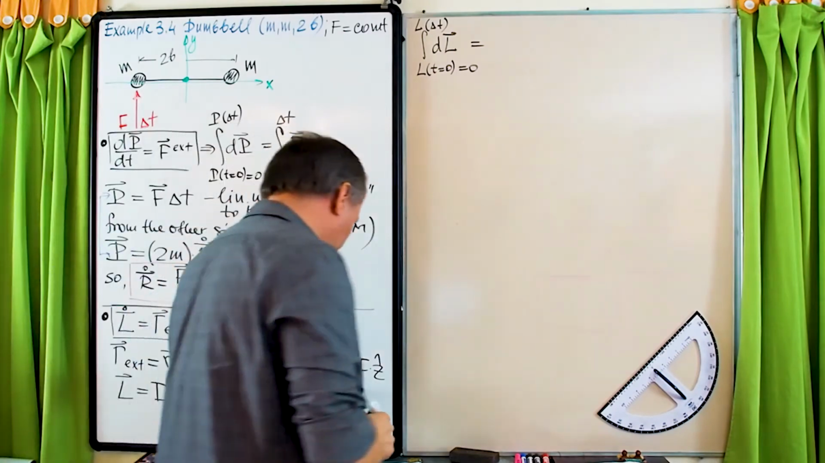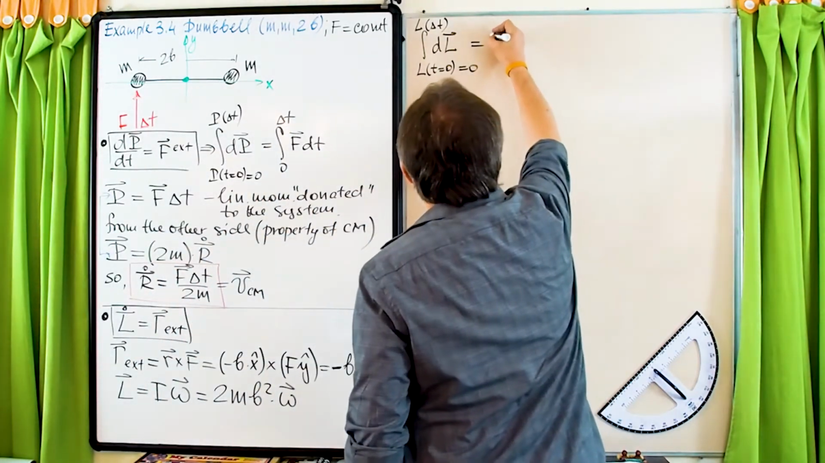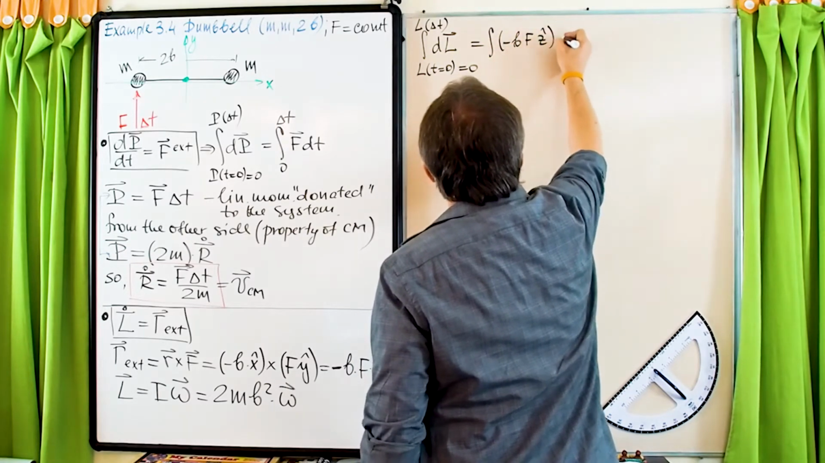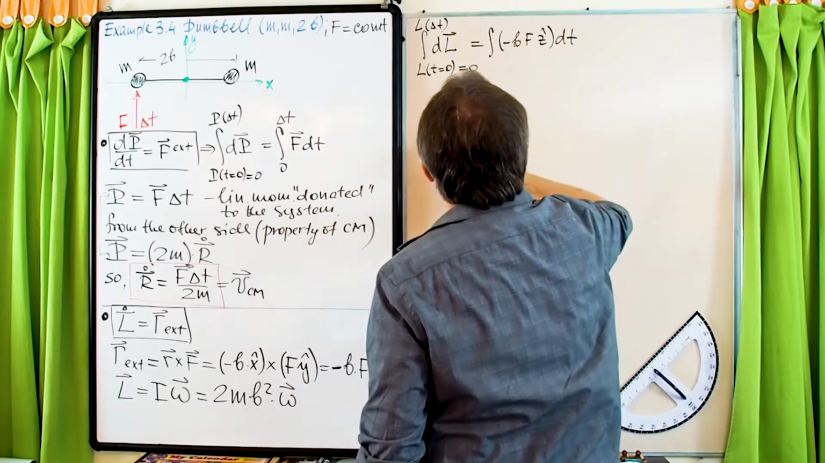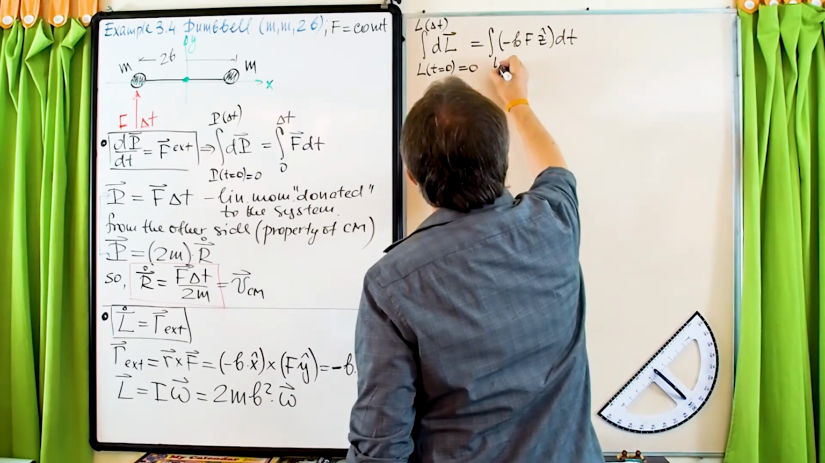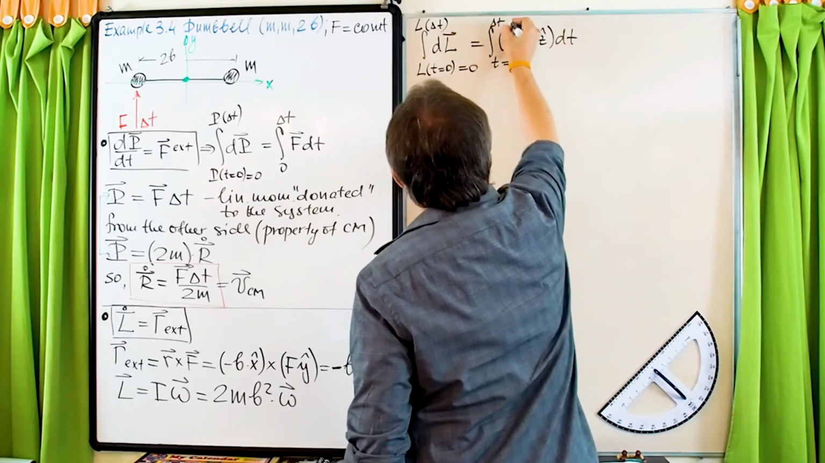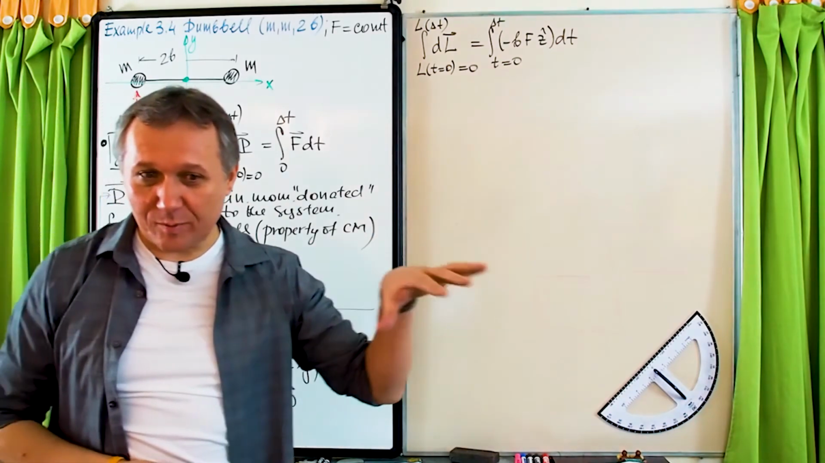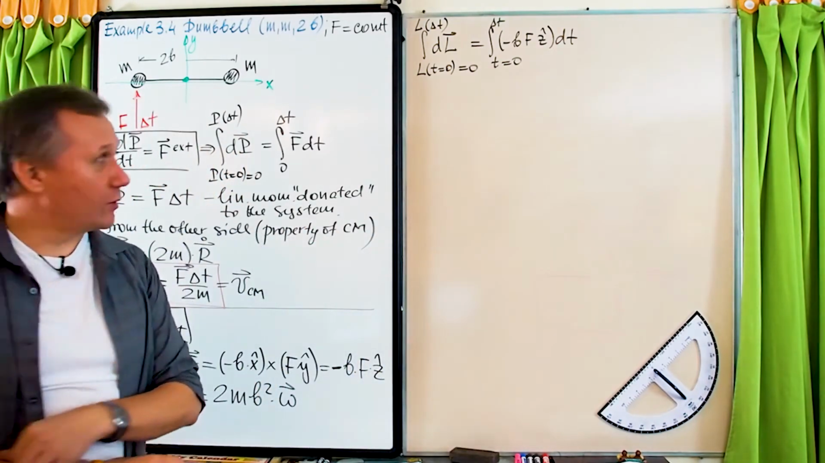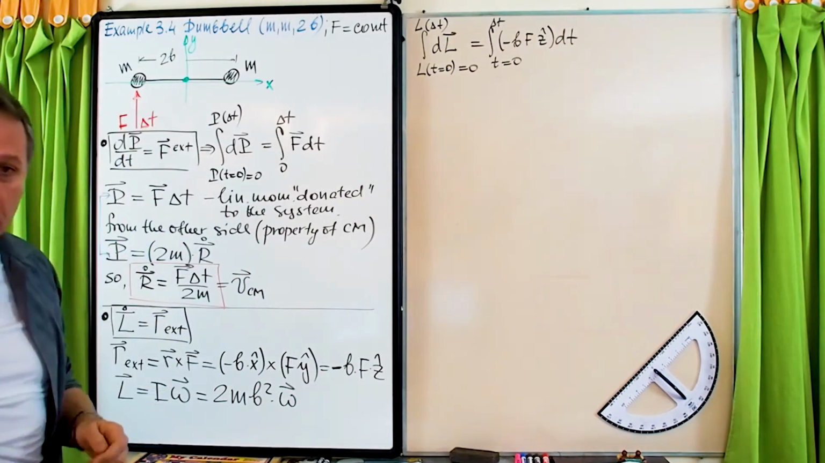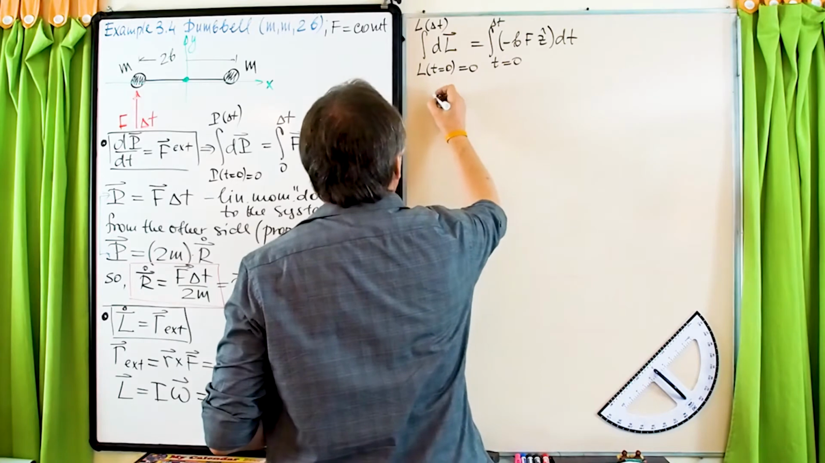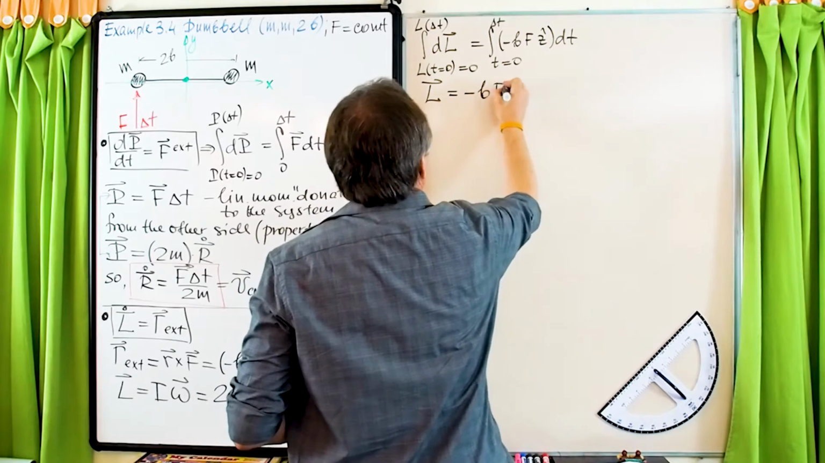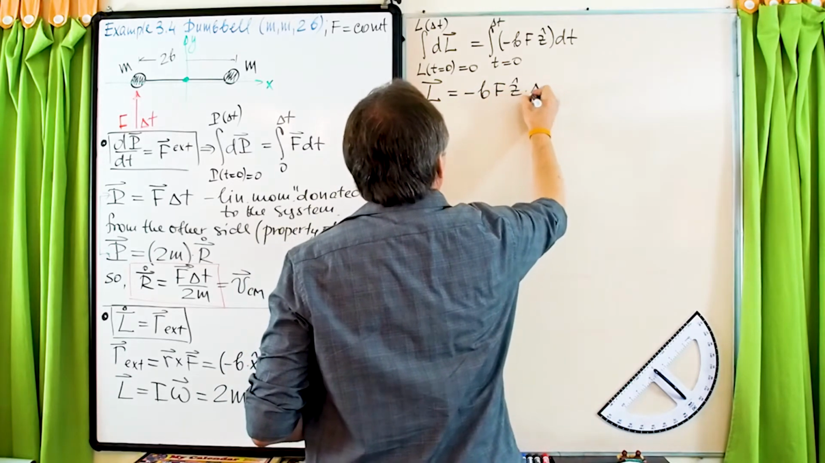The torque is minus b F, yeah, I started doubting myself, right? So minus b F z hat dt, from t equals 0 to the moment of time delta t later. That integral gives us the amount of angular momentum dumped into the system because this force acted off the origin, because of that torque. So it will be L equals minus b F z hat delta t.